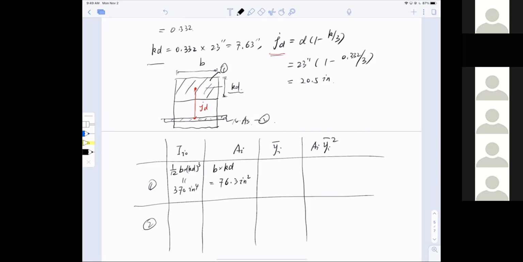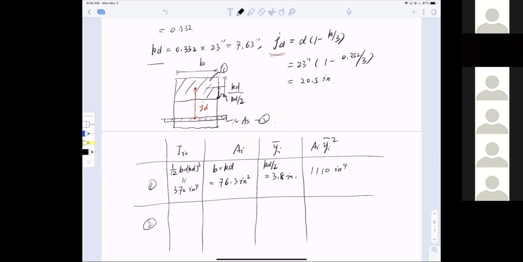Now, yi is the distance between the centroid and the neutral axis. So the centroid is right here in the middle. So this distance is kd divided by 2, very simple, right? kd divided by 2 gives me 3.8 inches. Now Ai yi squared is easy, so it's 1110 inch to the 4.